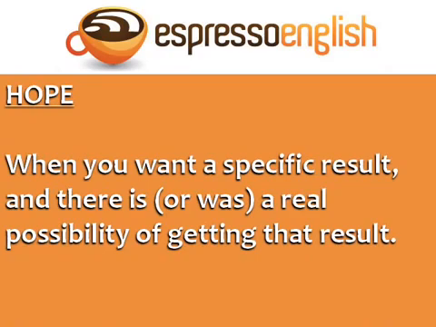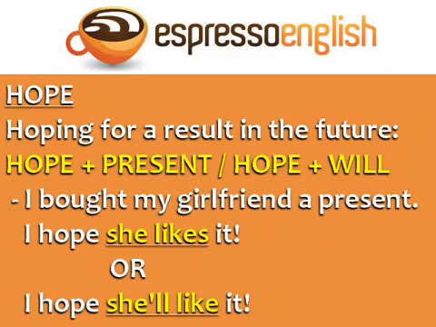The word hope is used when you want a specific result and there is or was a real possibility of getting that result. If you're hoping for a result in the future, use hope plus the present tense, or hope plus will. I bought my girlfriend a present. I hope she likes it. Or, I hope she'll like it. These sentences are equal. You can use the present tense or will.